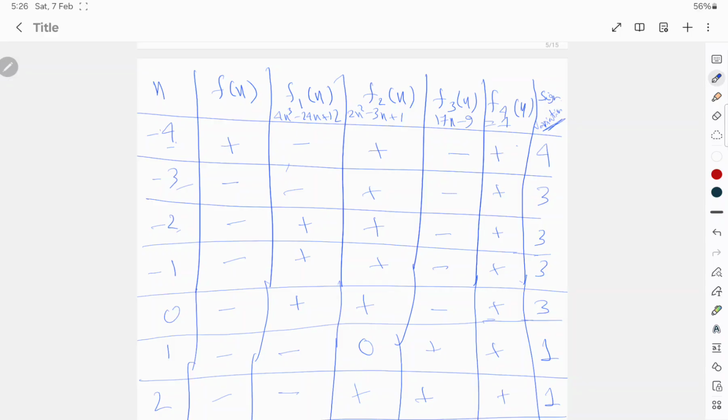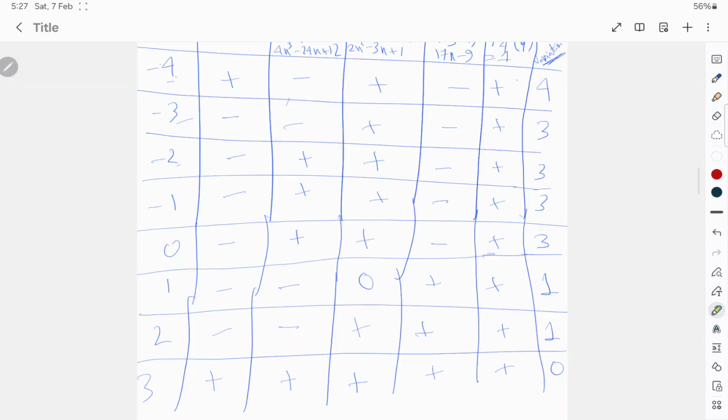Now you see at -4, how many sign variations are there? Plus to minus, this is one change, this is one change, 2, 3, 4. So I have written 4. Next, for -3 you have 3. Here to here one change, here to here one change, here to here one change, so I have written 3. Similarly for -2: 1 change, 2 changes, 3 changes, so 3. In this way you make the table where you have the changes.